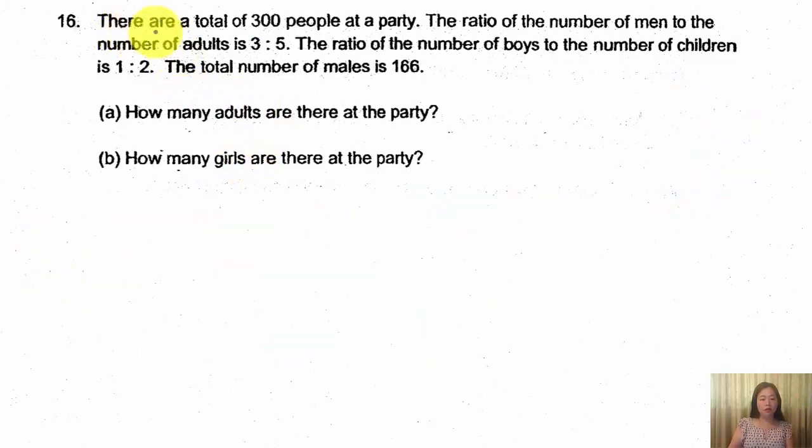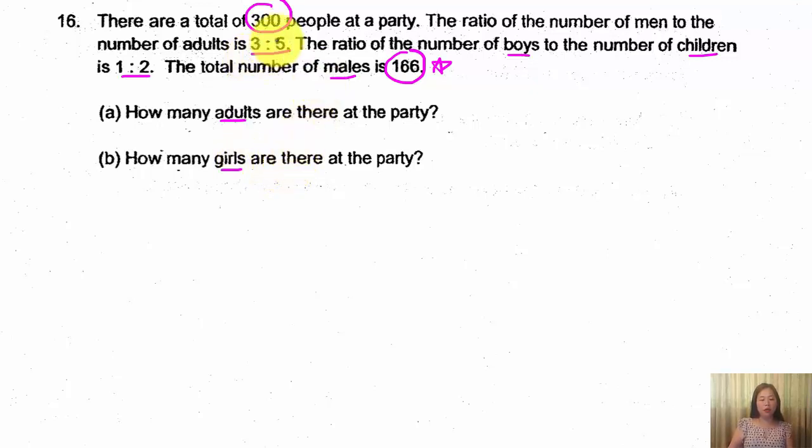Question 16. There are a total of 300 people at a party. The ratio of the number of men to the number of adults is 3:5. The ratio of the number of boys to the number of children is 1:2. The total number of male is 166. A. How many adults are there at the party? B. How many girls are there at the party?